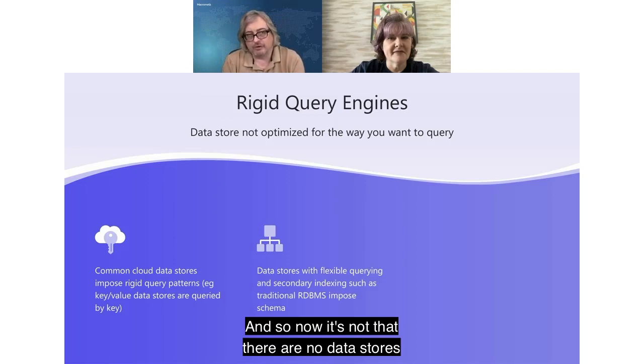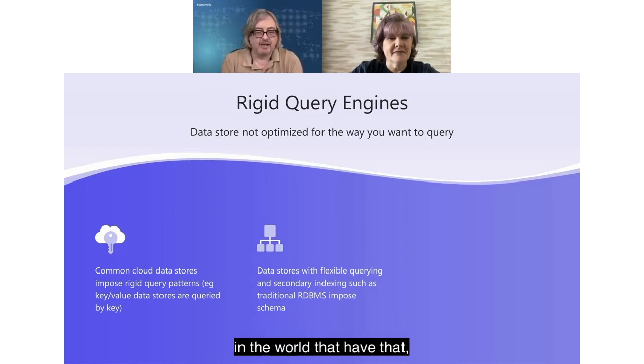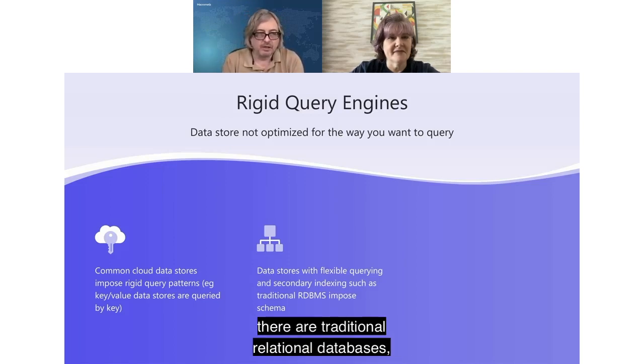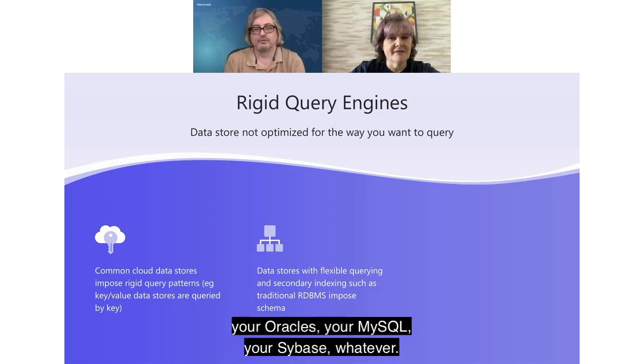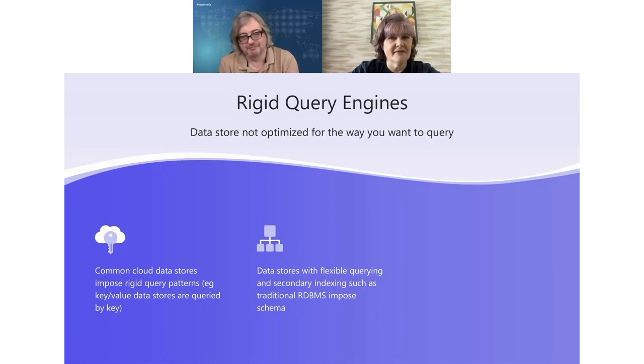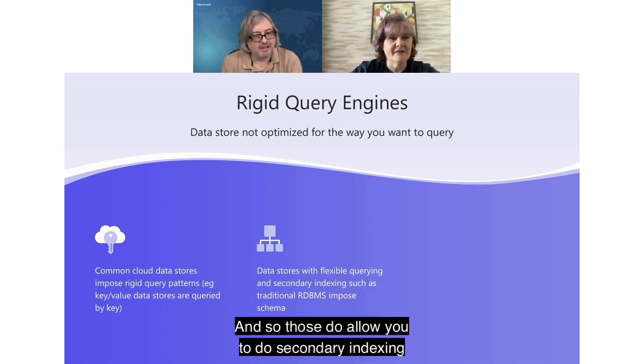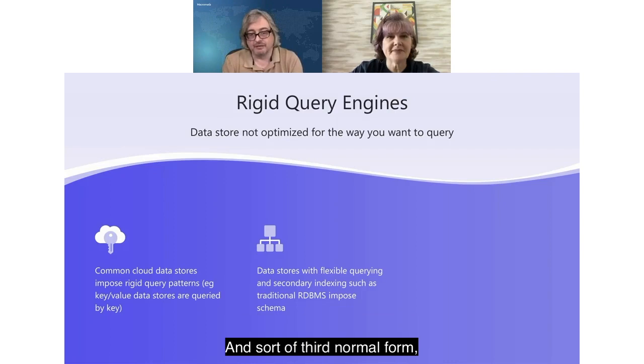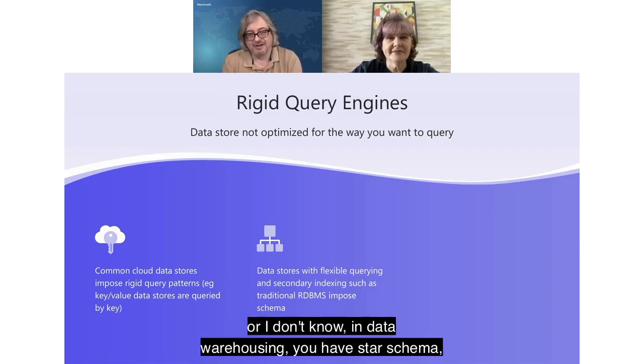Now, it's not that there are no data stores in the world that have that. There are traditional relational databases, your Oracles, your MySQLs, your Sybase, whatever. Those do allow you to do secondary indexing on other columns, but you need to have a very rigid schema to do that, and sort of third normal form, or in data warehousing, you have star schema, all that.